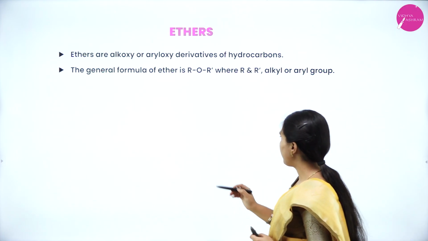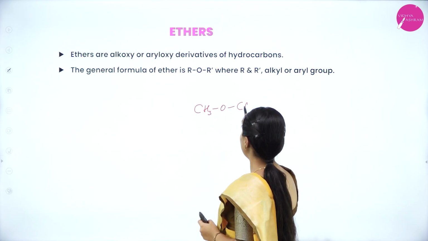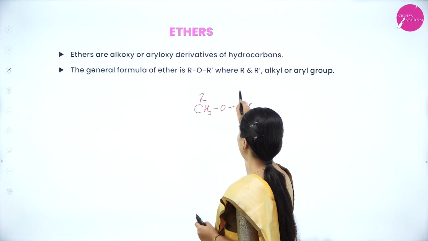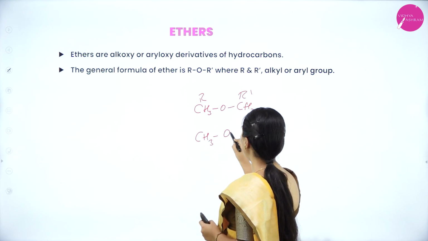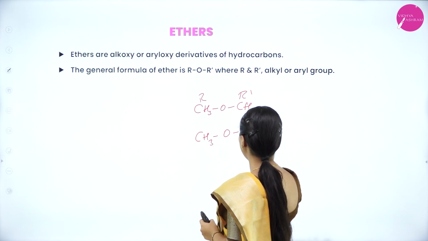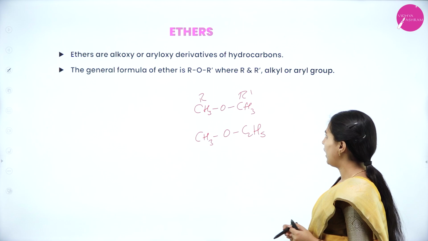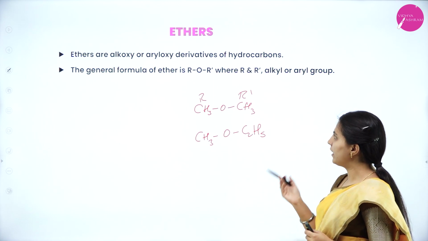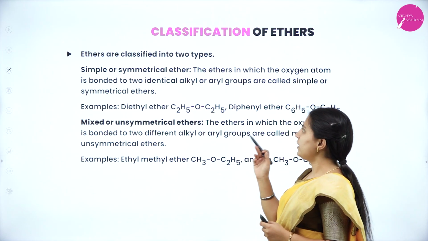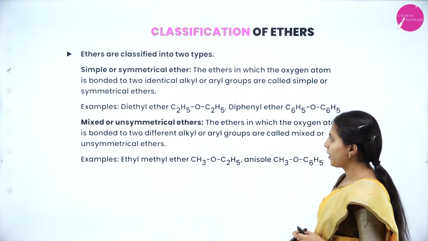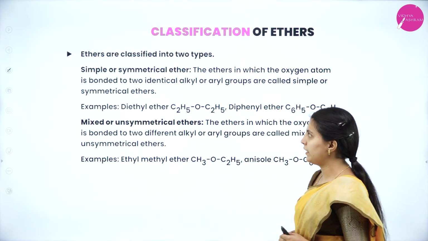It may be CH3OCH3, this is one R and R', or it may be CH3OC2H5, anything alkyl or aryl may be present, and those will all be considered as ethers only. Classification of ethers. Ethers are classified into two types: simple or symmetrical ethers, or mixed or unsymmetrical ethers.